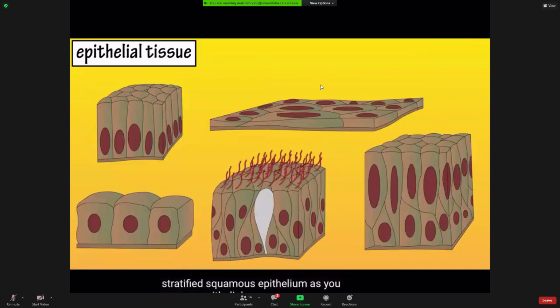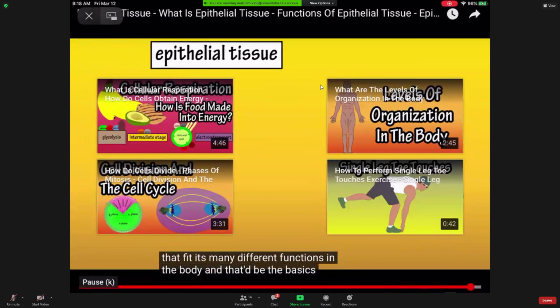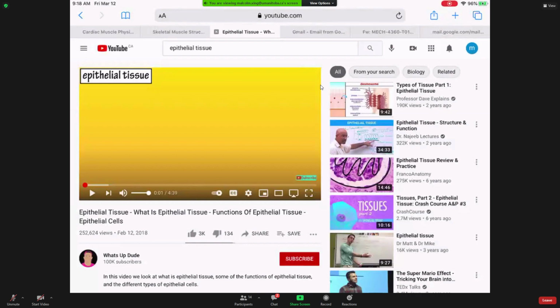As you can see, epithelial tissue and its cells have many different forms that fit its many different functions in the body. And that's the basics on the epithelial tissue.